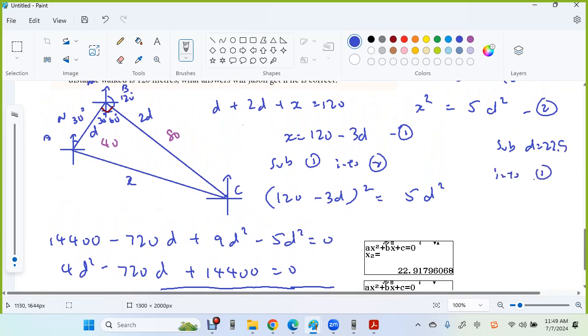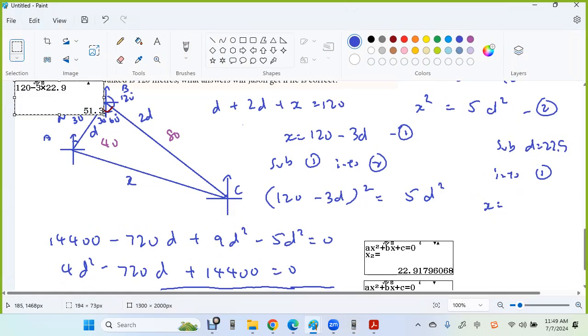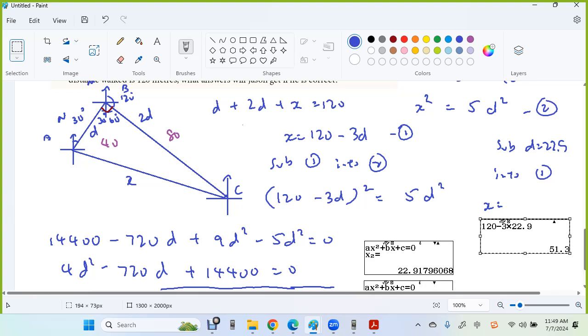Then we substitute D equal to 22.9 into equation 1, then X will be 120 minus 3 times 22.9, then we will get 51.3. Yes, correct. So this one will be 51.3 meters.